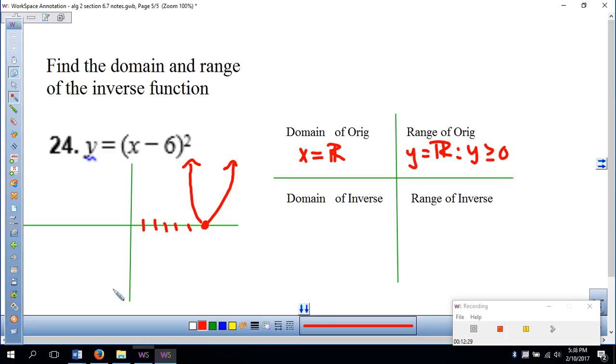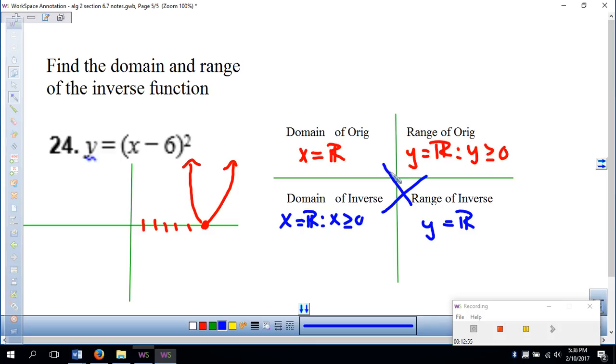So now I should be able to, from that, just determine what the domain and range of the inverse function is. So the domain of the inverse would be the same as the range of the original. So we would say x equals all real numbers such that x is greater than or equal to 0. And the range of the inverse would be the same as the domain of the original. Y equals all real numbers. So they are related in that way.